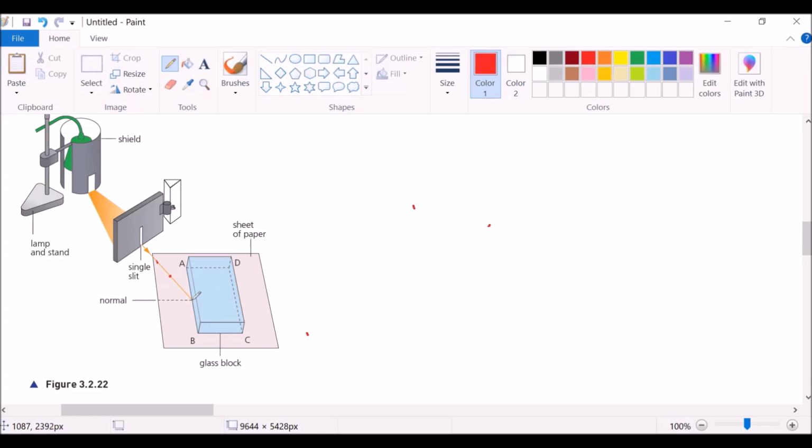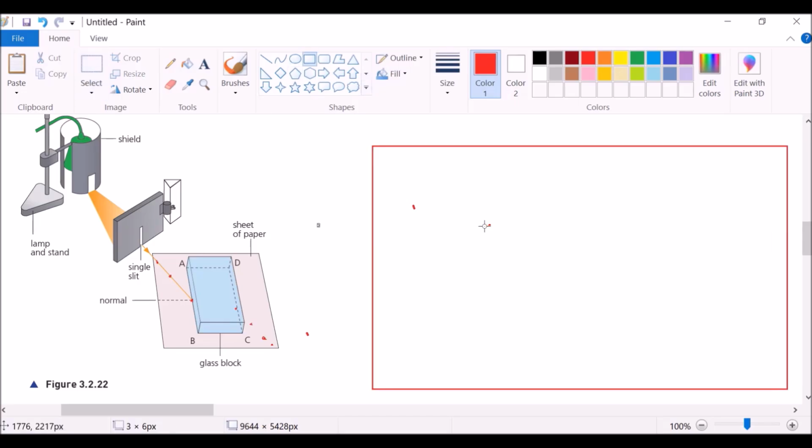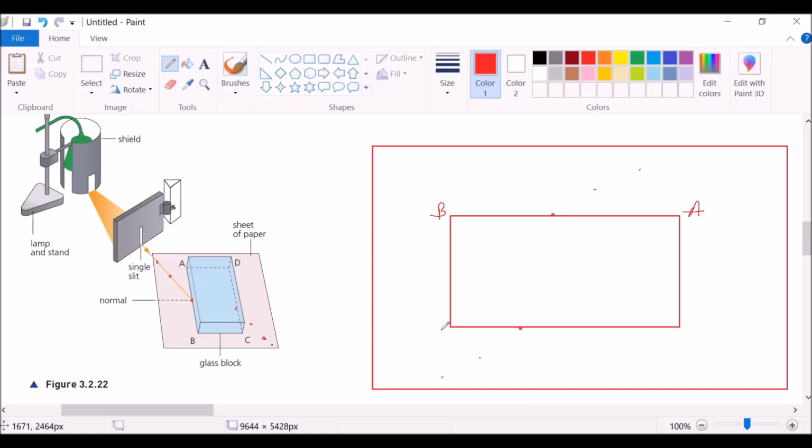We also mark the entry point of light into our glass block along AB, and we also mark the exit point of our beam of light along CD. We also mark positions of the light as it leaves CD. Next, we remove the block. What do we have? We have our piece of paper there, and we have our tracing of the glass block. So we have our markings, our tracing of our block A, B, C, D.